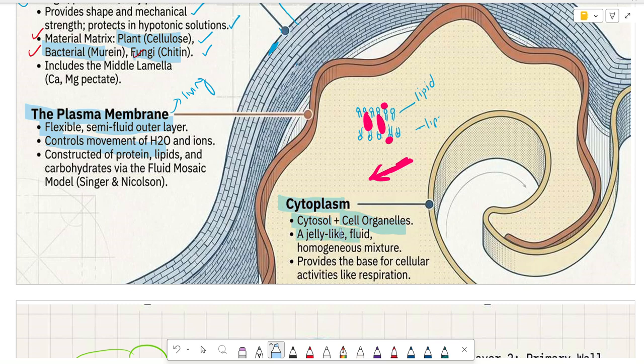What is it made up of? It is made up of proteins, lipids, and carbohydrates. Together they form a jelly-like fluid, which is called cytoplasm. It is a homogeneous mixture. And what will be the use?